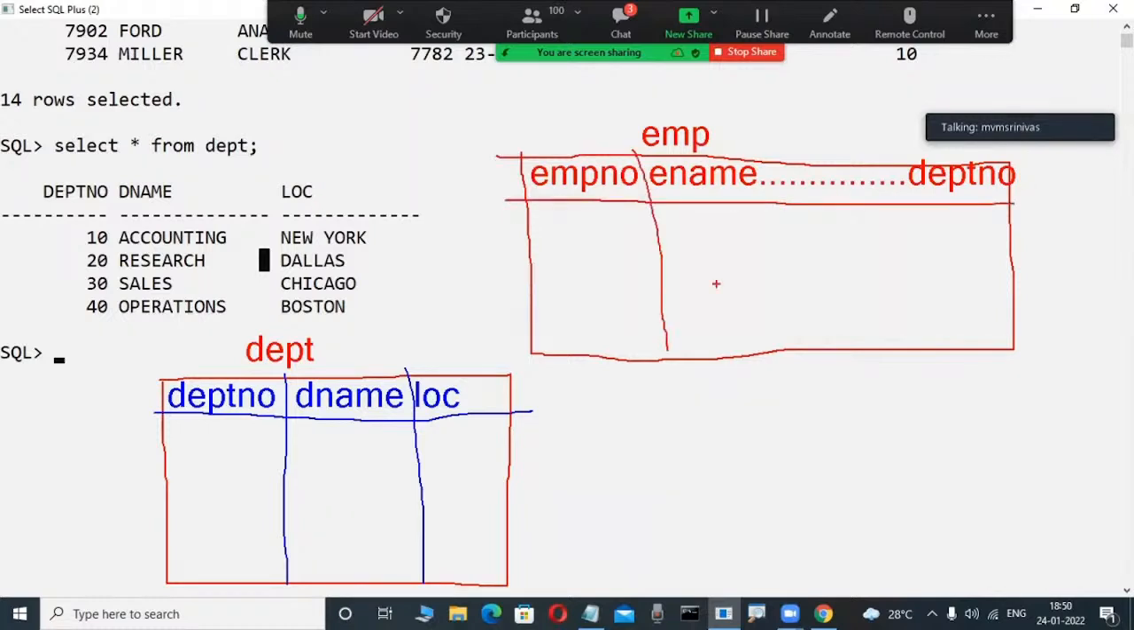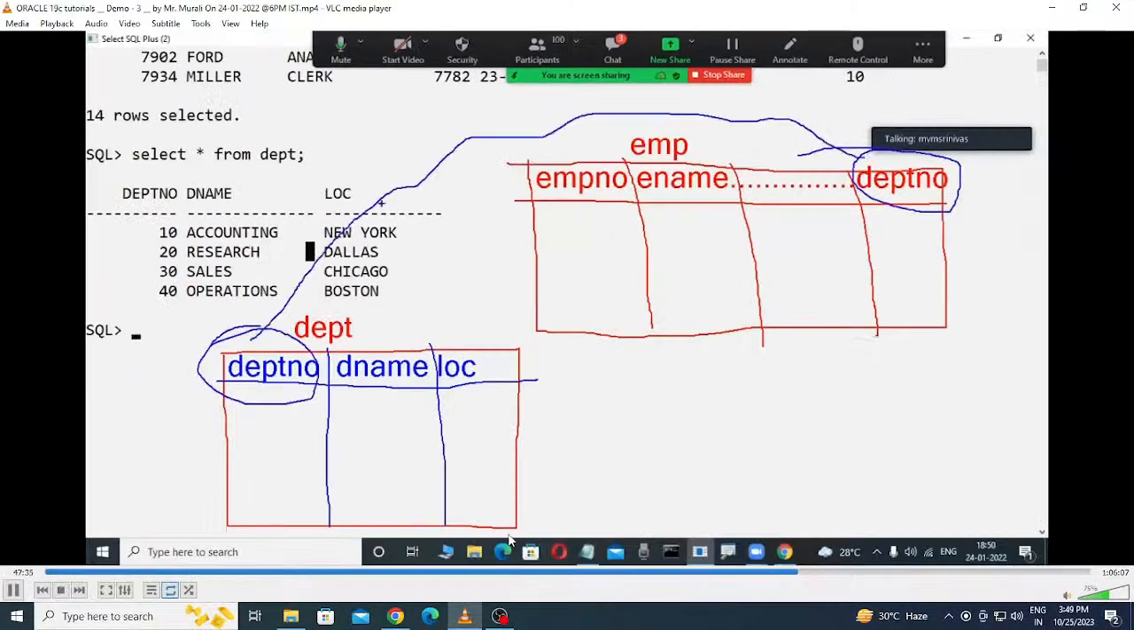Now, observe for one minute. In these two tables, first you have to check whether there is a common column. Yes, common column there also. This only establishes the relationship, because the relation works this way. Observe here. Now concentrate here.